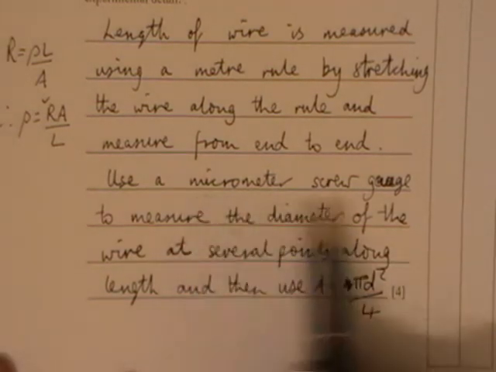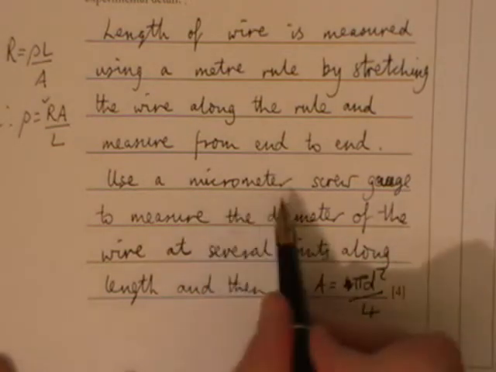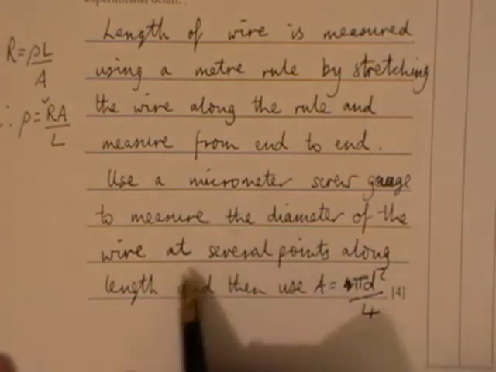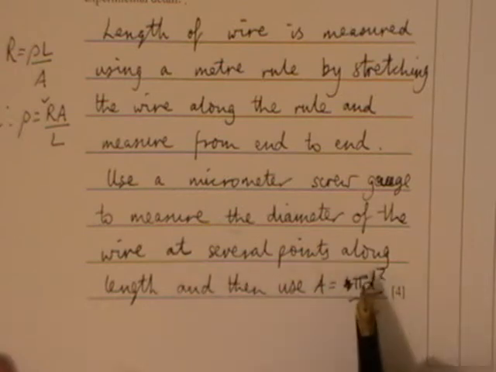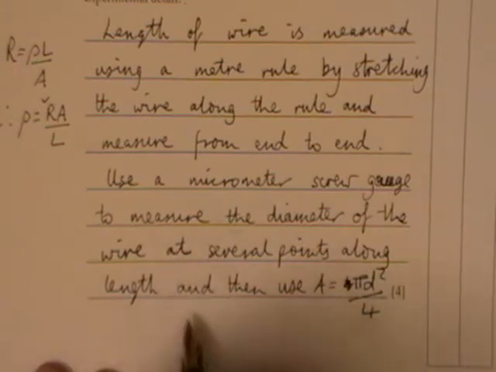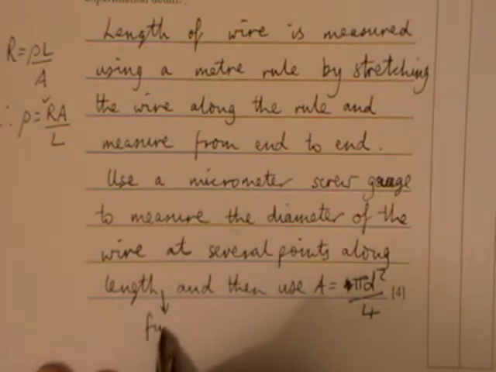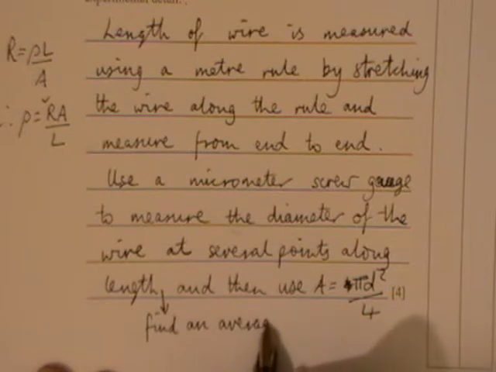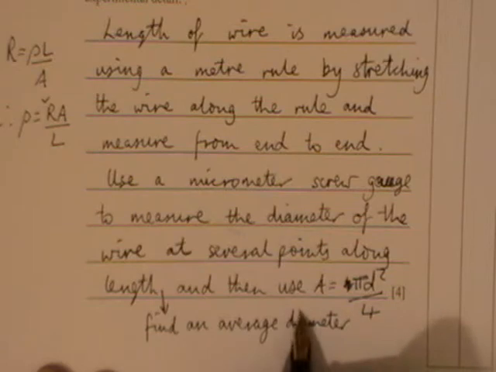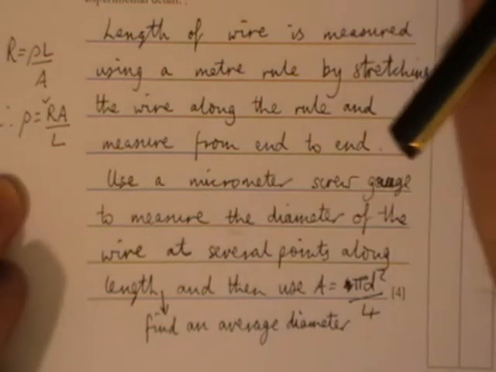So we use a micrometer screw gauge, so it's important that it's a micrometer screw gauge. Measure the diameter at several points to find an average value. I should maybe have said that. So you find an average diameter. And then use A is equal to pi d squared over 4.